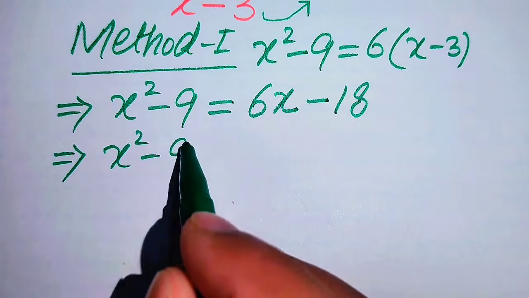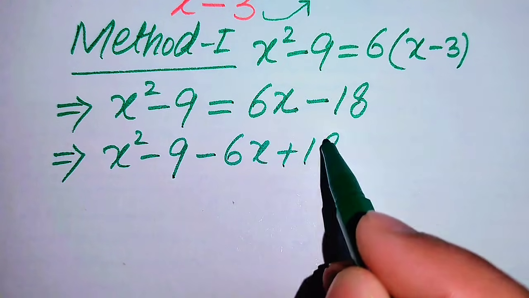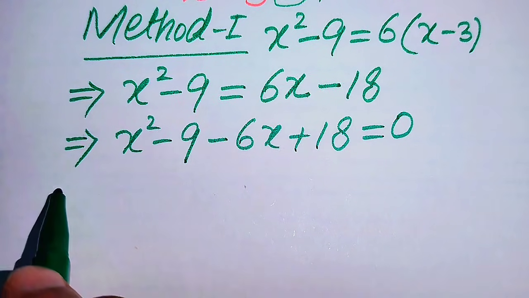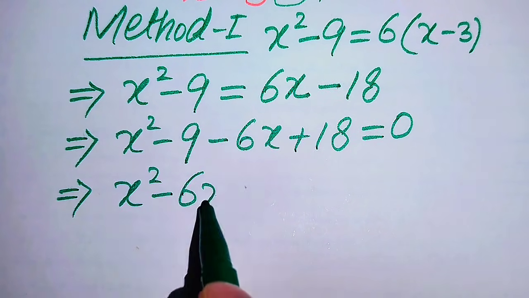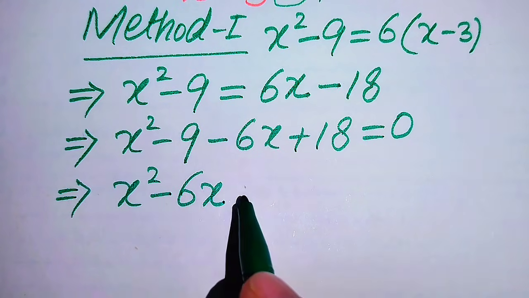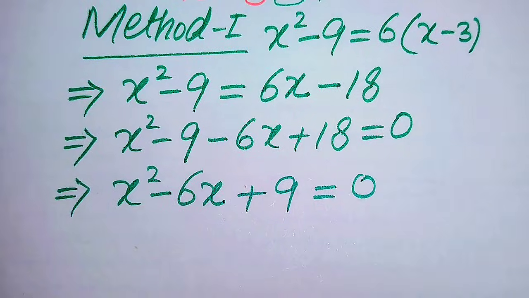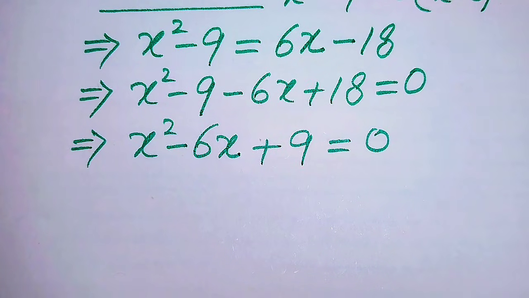And now further in the next step we move all the terms from right hand side to the left hand side, and it becomes x square minus 9 minus 6x plus 18, and this whole equation is equal to 0. Here we need to add or subtract the like terms, and we have x square minus 6x, and minus 9 plus 18 becomes plus 9, and this whole equation is equal to 0. So this is the quadratic equation which lies in the standard form.